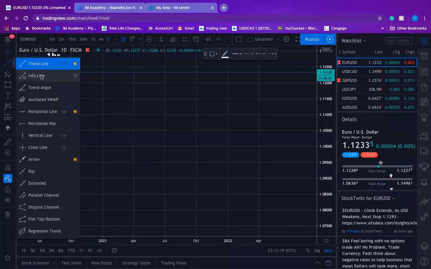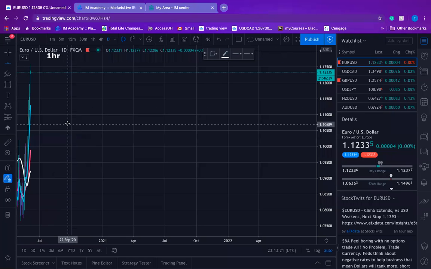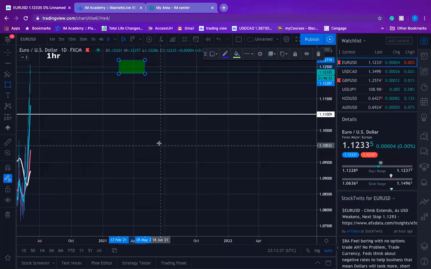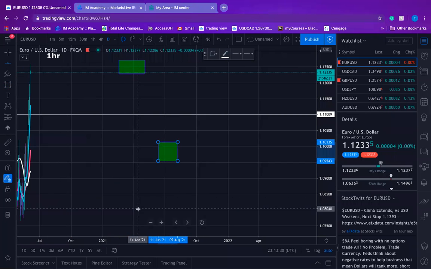Like I said, we're doing support and resistance. I'm going to draw some little figures for you guys. You know, the figures help.